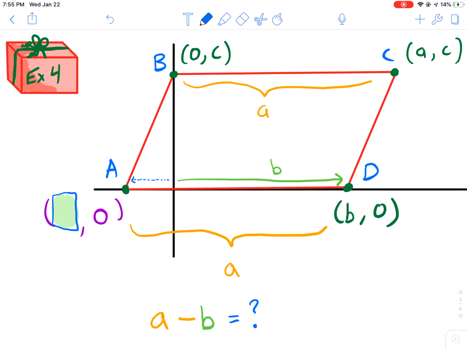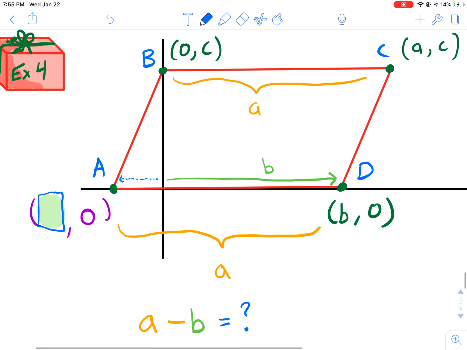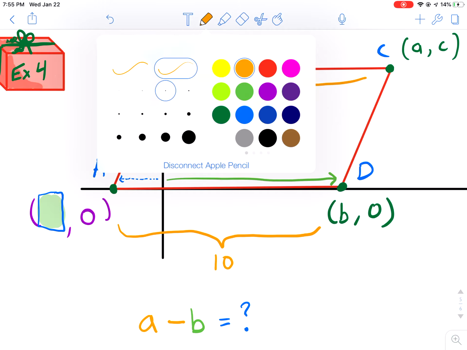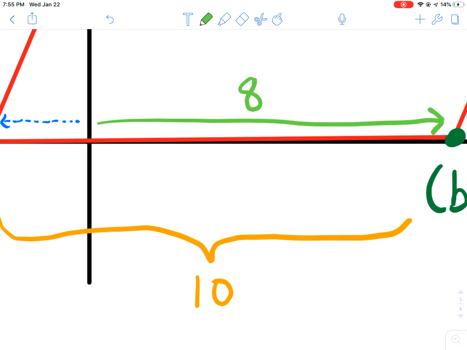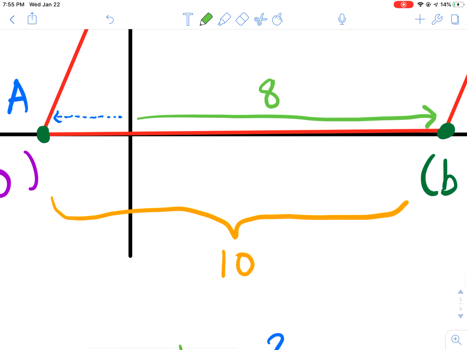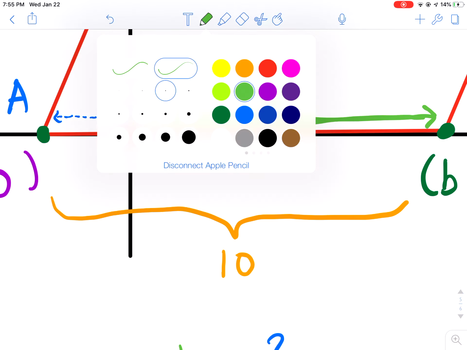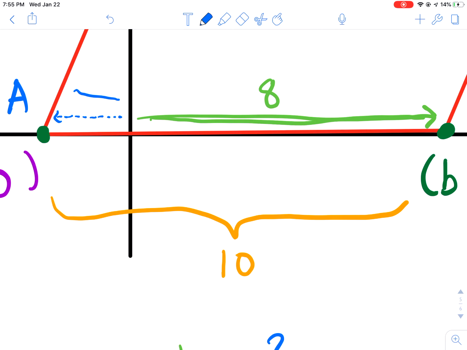That might confuse some people. If it does, let's consider a problem where we're given, instead of a variable, we're given a number. So let's say A is 10. So these two sides are 10. And let's say B, instead of being B, is 8. So if this whole side is 10 units and this distance right here is 8, then how much is missing here?